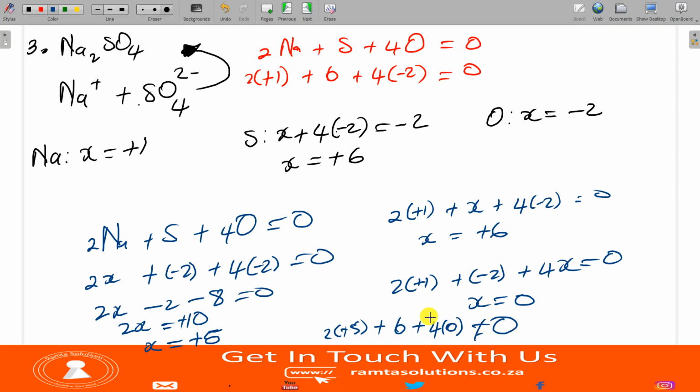Look at this. It is not working. Can you see that? Now, this is where I am saying, be careful. Oxidation numbers are not really straightforward to calculate. This is why you need the rules.